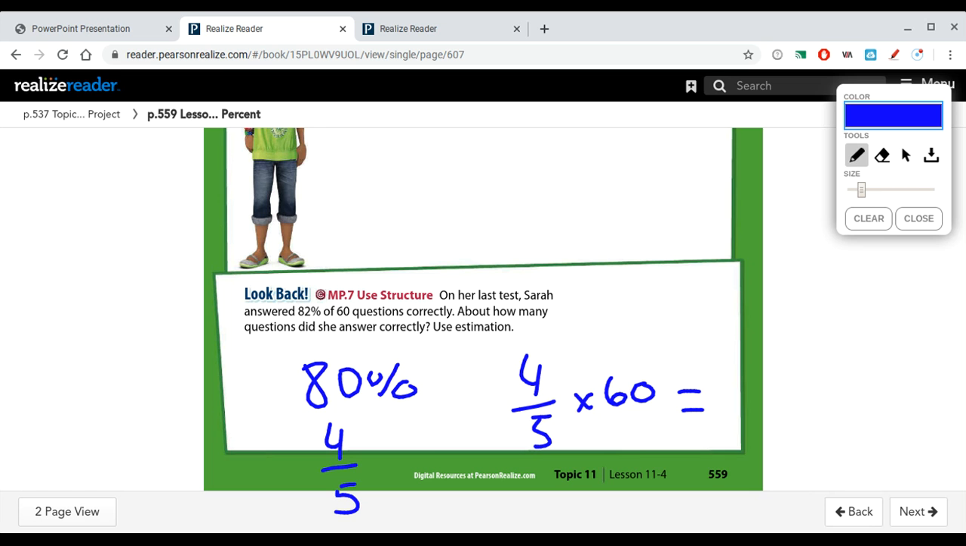And so when I go ahead and multiply, I cross cancel. This becomes 1, this becomes a 12. She ended up getting about 48 questions correctly. So that's how I can use the fractions to help find it. And I'm also using compatible numbers. It's just a great thing because we're already familiar with multiplying fractions. So it's just converting the percentage into a fraction and then multiplying as we go.